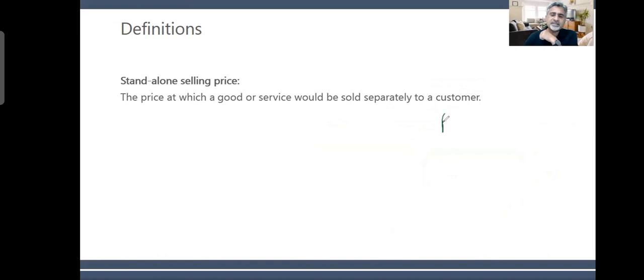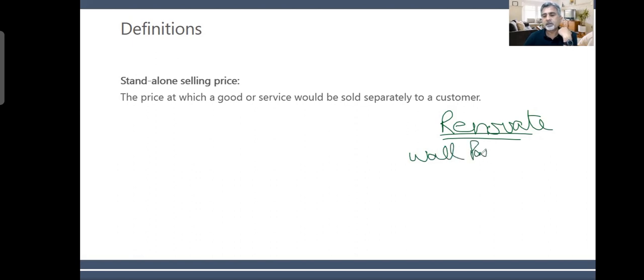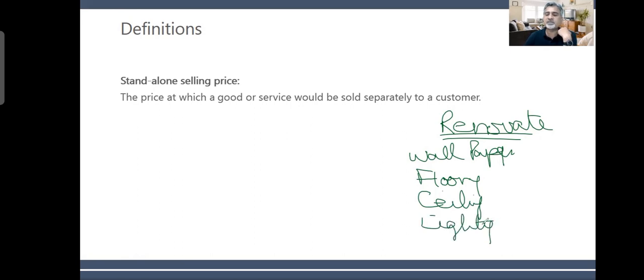Let's suppose that you are asking someone to renovate your apartment, okay? To do renovation of your apartment. And the renovation includes wallpapers, flooring, ceiling and lighting. So these are the 4 things I want someone to do. If I ask someone to come and put the wallpapers, they say, I'll take $1,000. For flooring, somebody else says, I'll take $2,000. For ceiling, it is $1,000. For lighting, it is $500.